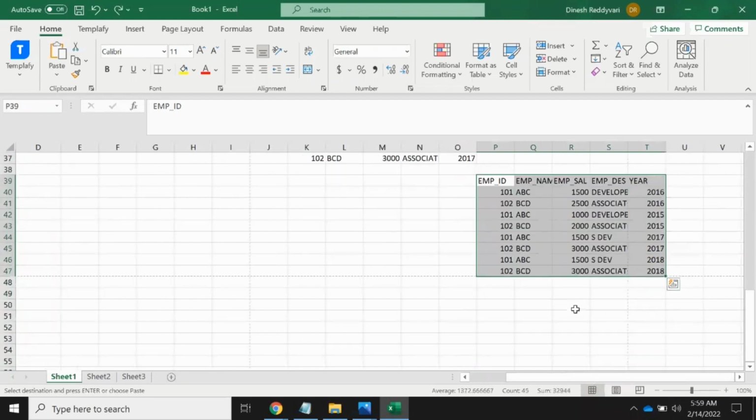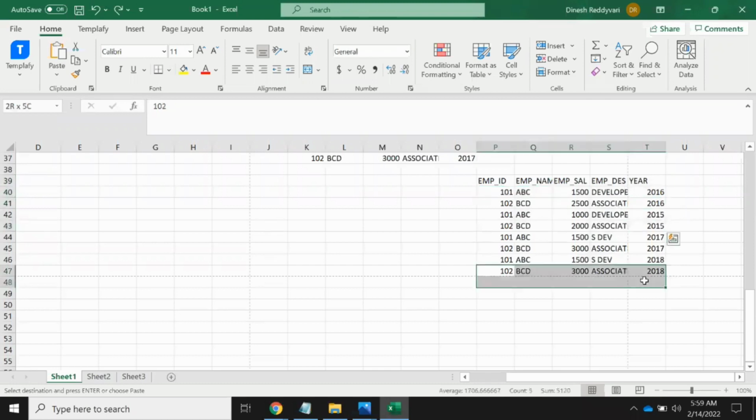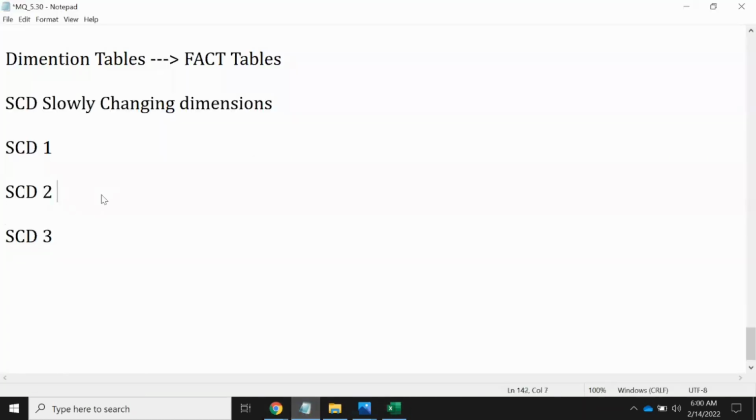In history also we have three types. When we maintain history, based on the business requirement, we have three types. Here we are maintaining the complete information from the year starting to year end, from when they joined the organization till now. Here we have complete history. This is SCD2, slowly changing dimension 2, where we maintain complete history information.